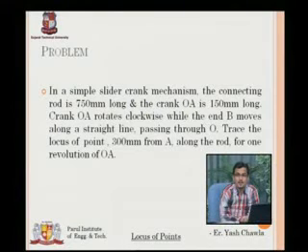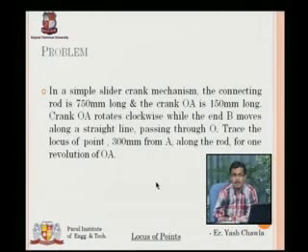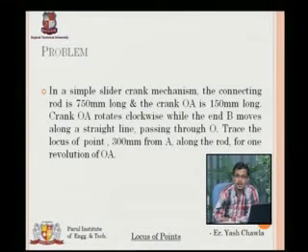Now what do they expect us to do? Trace the locus of a point 300 mm from A along the rod for one revolution of OA. Now they have said that 300 mm from A. So we know that the connecting rod will be BA, or say AB. So on AB, from A, it has to be at 300 mm always. So this is the point that we want to plot the locus, and this whole procedure has to be done for one single rotation of the crank. So now let's head for the solution.